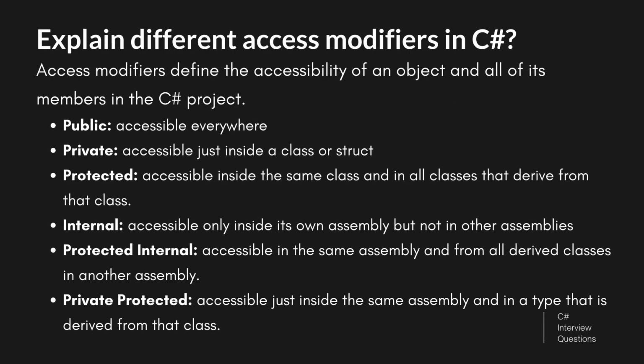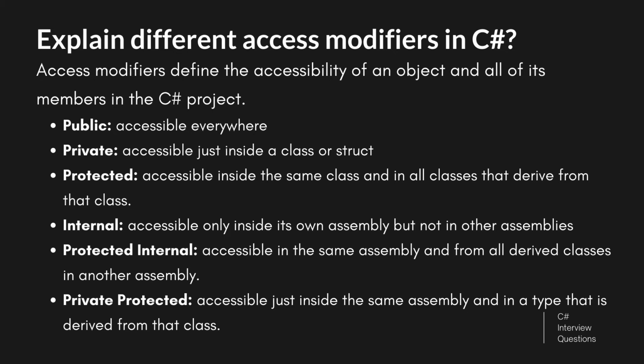Explain different access modifiers in C#. Access modifiers define the accessibility of an object and all of its members in the C# project. Public is accessible everywhere. Private is accessible just inside a class or a struct. Protected is accessible inside the same class and all classes that derive from that class.